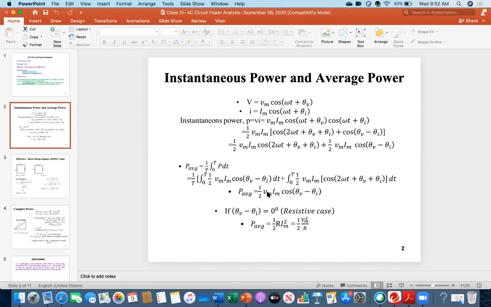So therefore, this is the thing. If you express in terms of the peak value, then you have to use half here. But if you use the RMS quantities, Vrms, Irms, then this half is not needed here. Just Vrms Irms cosine of (theta V minus theta I). Same thing here, just Irms squared R, Vrms squared over R.